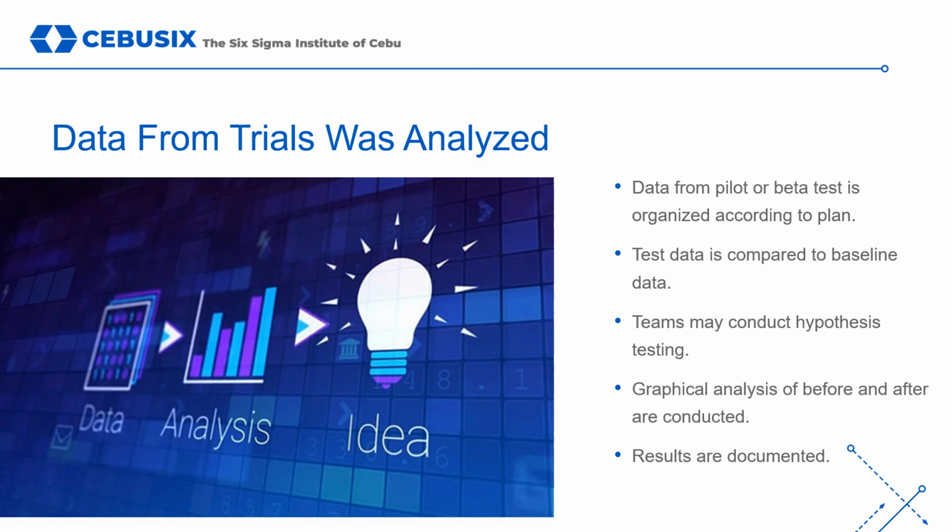Based on the action plan, the data collected from the pilot and or beta test is then organized and compared to the baseline data captured during the measure phase. Teams may also conduct hypothesis testing at this point in order to verify conclusions made about the pilot or beta test. We conduct a graphical analysis comparing the process from before the implementation to the results after the testing is completed, and all of these results are properly documented with the project files.